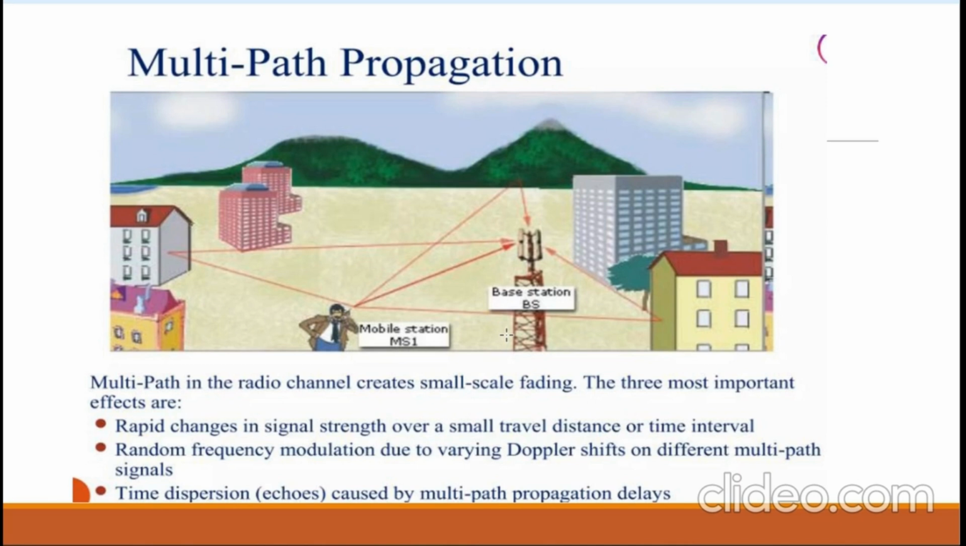The final one is echoes, that is time dispersion, which means the signals will reach the base station at different times. So there will be a delay, and it can also be termed echoes. So this is multipath propagation.